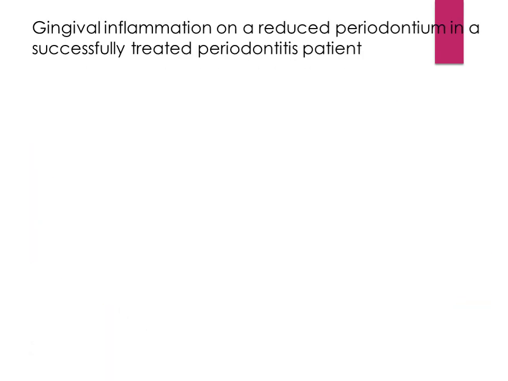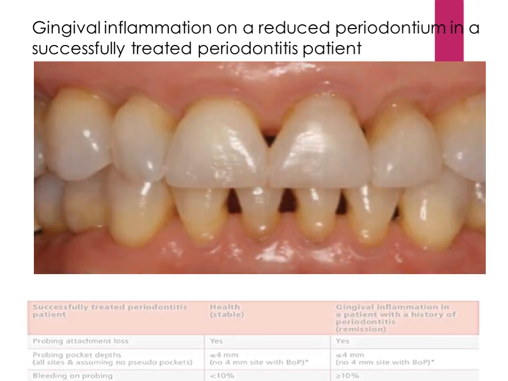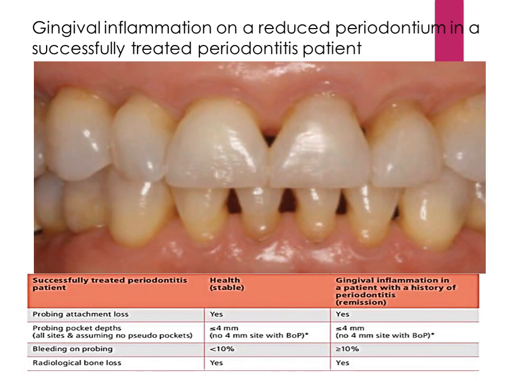While gingival inflammation on a reduced periodontium in a successfully treated periodontitis patient will include the following: the patient will surely have probing attachment loss and radiological bone loss, while the bleeding on probing percentage is the same as the rest of gingival inflammation and should be equal to or more than 10%, with a probing pocket depth equal to or less than 4 mm.